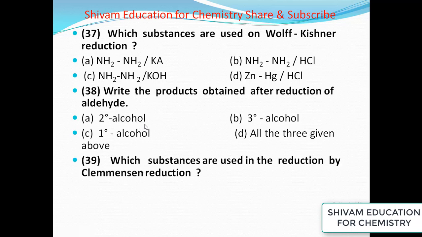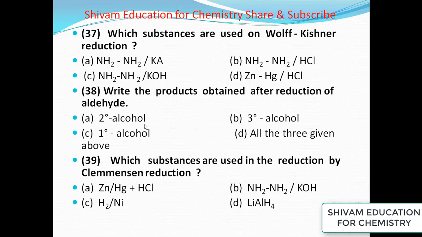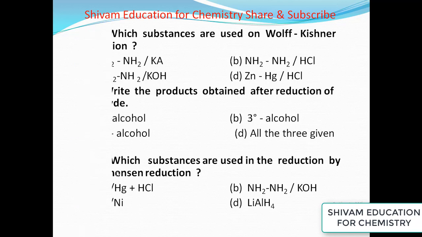Now question number 39. Which substance are used in reduction by Clemmensen reduction reactions? Options are given here. Clemmensen reduction reaction is used to convert carbonyl group into hydrocarbon. C double bond O is converting in a methylene group. So zinc amalgam and concentrated HCl is used by us. So correct answer is A, zinc amalgam and concentrated HCl.